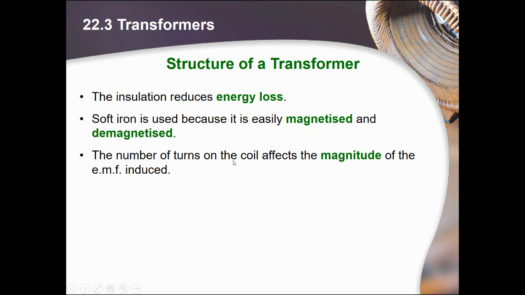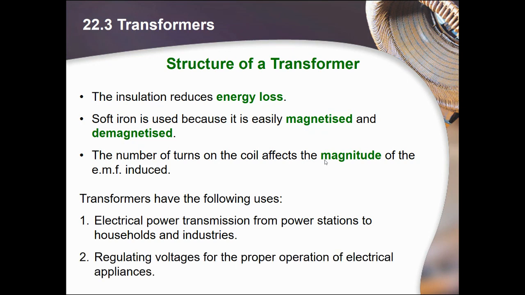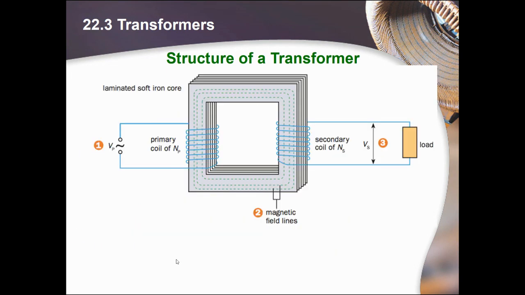The number of turns on the coil affects the magnitude of the EMF produced. So it has two uses. Why do we use transformers? We use transformers in electrical power transmission from the power stations to our households and industries. Also, some electrical appliances do not allow high voltage to pass through, as it might damage the electrical components, so you might need to use a transformer to step down the voltage. We'll talk about step up and step down later on.